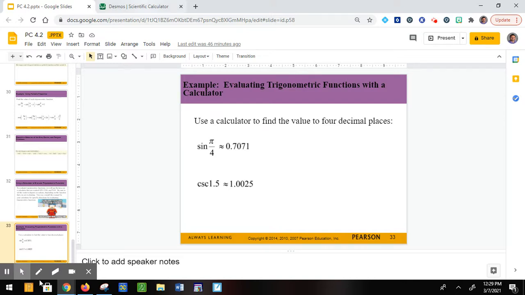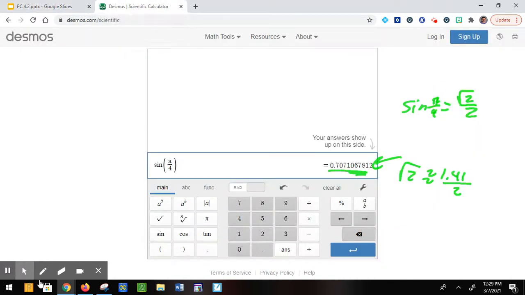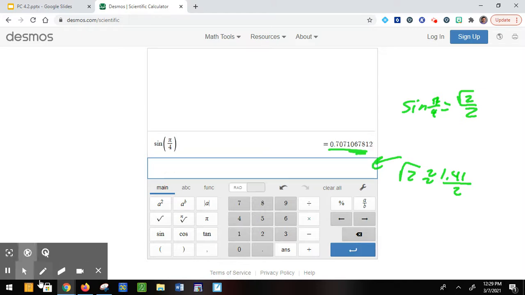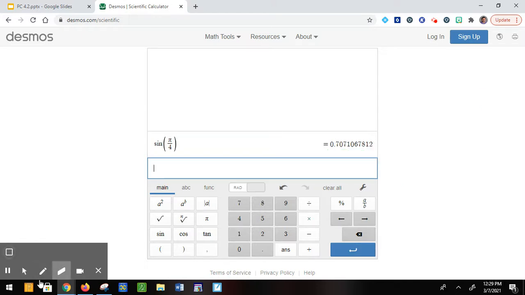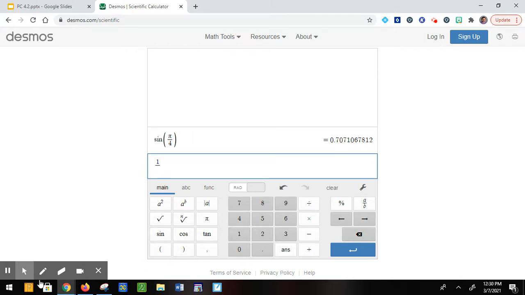Well, we just talked about there's not a cosecant button on my calculator, but how do I handle that? Let me clear this out. Okay, so how do I handle that? Cosecant, remember, is the reciprocal of sine. So all I have to do is just do 1 divided by sine of whatever it is. In this case, it was 1.5. And I'm getting 1.0025 and so on, rounded.